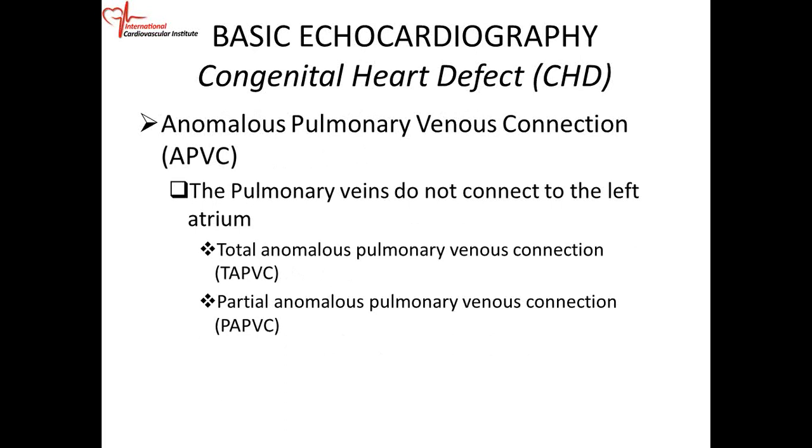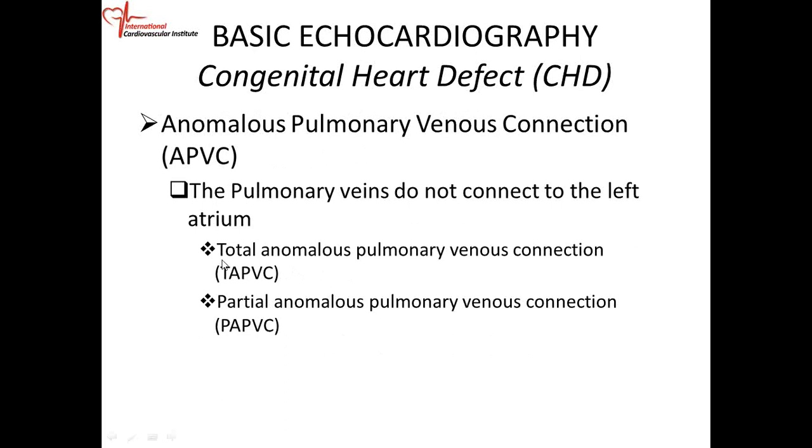Okay. So we're going to move on now to anomalous pulmonary venous connection. From your normal anatomy, you know that the pulmonary veins drain into the left atrium, and we have 4 of them. We have 2 on the right, 2 on the left. We have an upper and a lower. It's important to identify these when you're doing echo, because you can have what we call anomalous pulmonary venous connection, where the pulmonary veins, instead of draining into the left atrium, drain into the right atrium or the superior vena cava or the inferior vena cava.